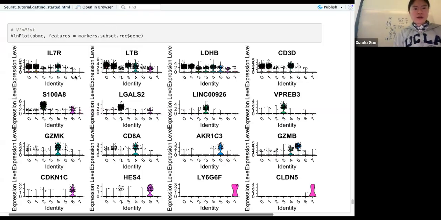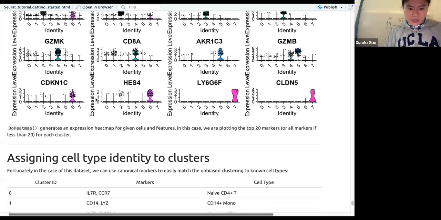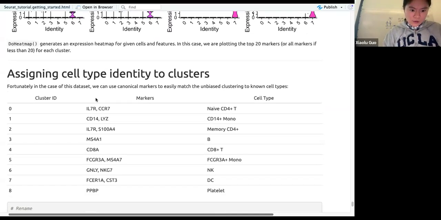So what I want to emphasize is that although this may not look very clean, it still provides you information, and you can combine it with your data, like the case here, and you may still be able to identify some specific cell types. Yeah, great.